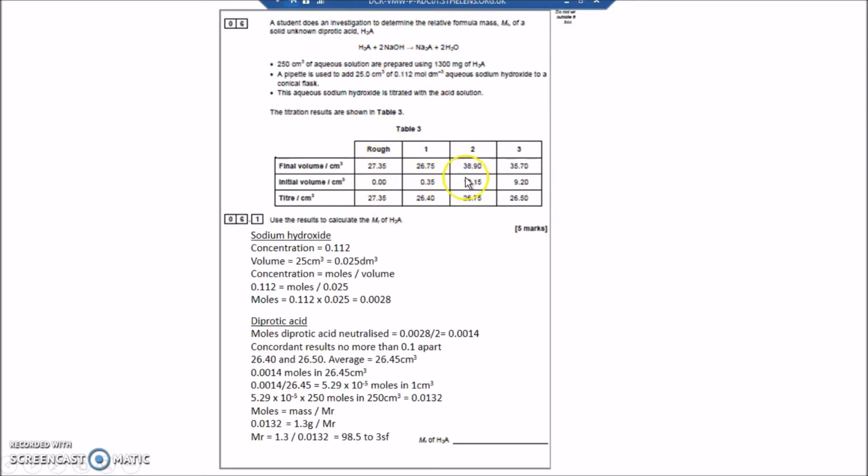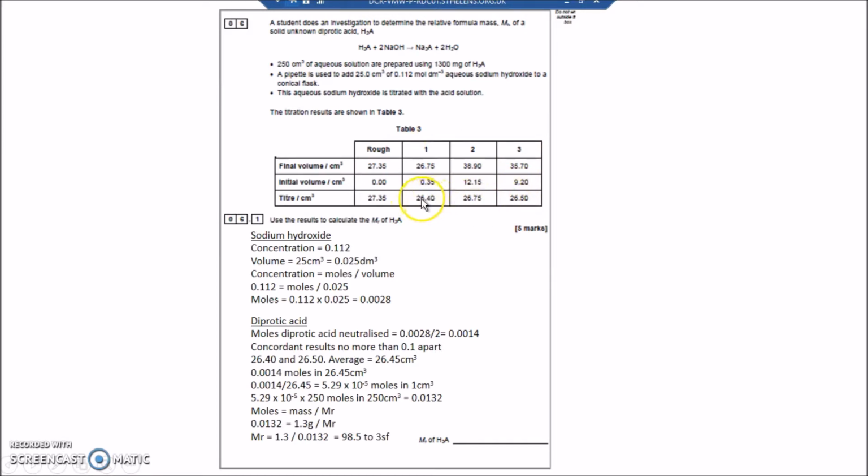This is my titration. This is the amount of acid that I've added, and I've got to look for two concordant results. Two concordant results are titrations where the amount that I've added is no more than 0.1 apart. So I'm looking for two results that are no more than 0.1 centimetre cubed apart. So I'm looking at titration 1 and titration 5: 26.40 and 26.50. Yes, those are no more than 0.1 apart. Titration 2 is quite a bit out, and the rough one's way out. So I'm going to ignore the rough one and ignore titration 2. I just use the results of the two titrations that are concordant.